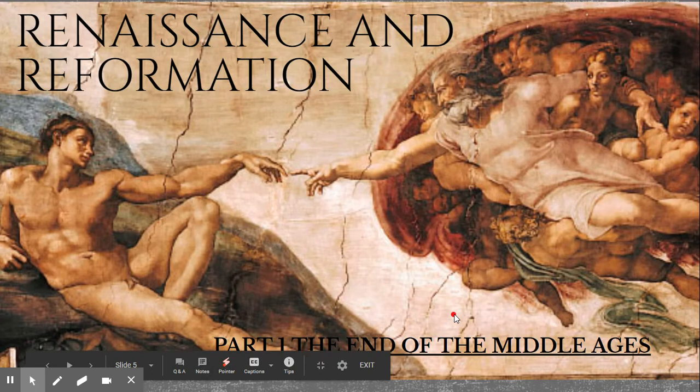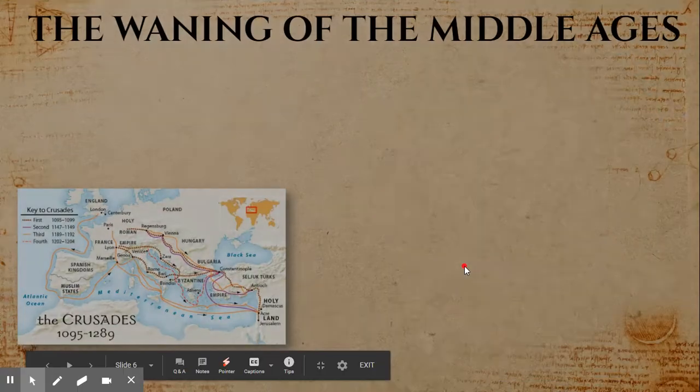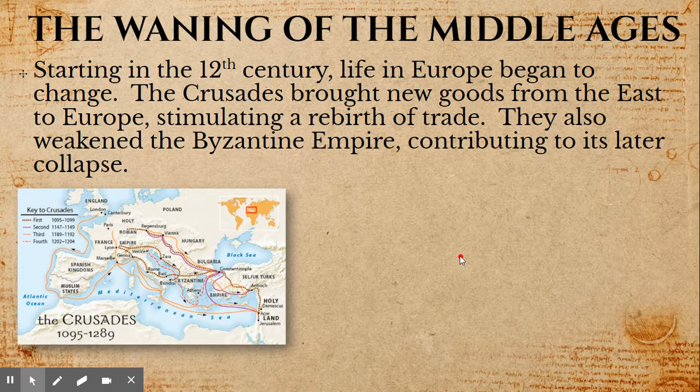So part 1, end of the Middle Ages. The waning of the Middle Ages, which means the last part of the Middle Ages when it starts to finally die off when we get into the modern ages. At the start of the 12th century, life in Europe began to change. The Crusades had brought back all these new goods and ideas from the East. And this started to stimulate the rebirth of trade. And when you trade, you exchange new ideas. The exchanging of new ideas is going to take you from one era to the next.